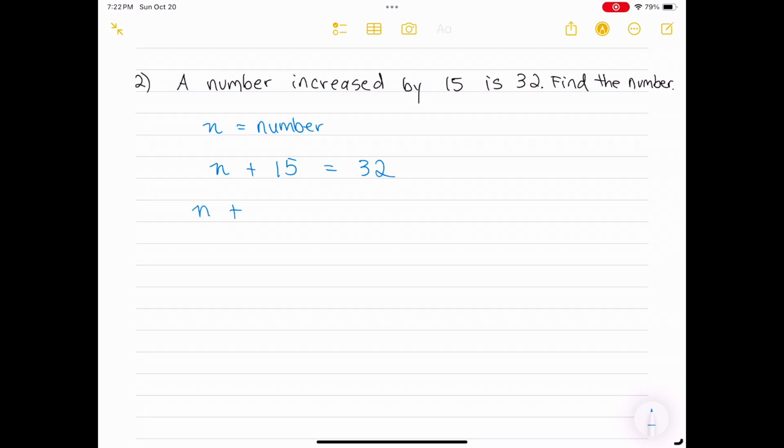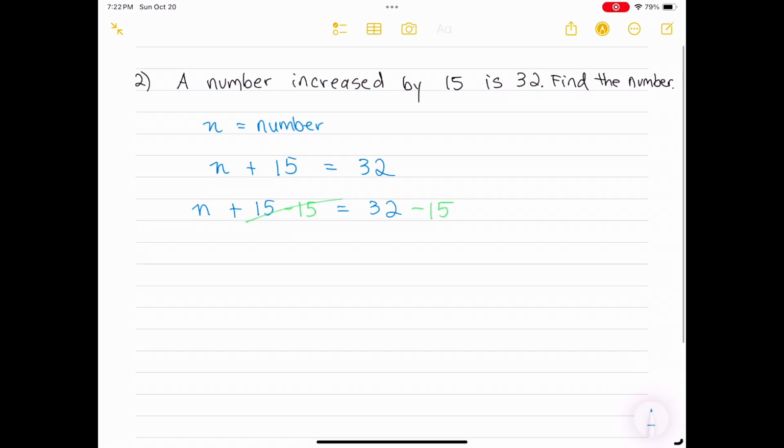And now we just need to solve for n by bringing both numbers to the right-hand side of the equation by subtracting 15 from both sides of the equation. On the left-hand side, 15 minus 15 cancels to 0, leaving n by itself, and on the right-hand side, 32 minus 15 works out to be 17. So n equals 17.